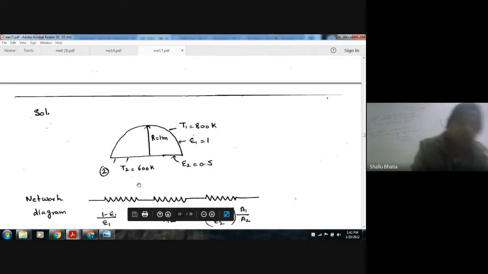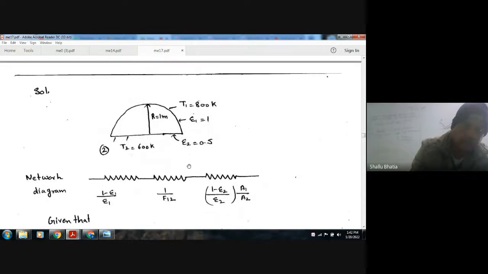So this is our roof. Okay, and this is our floor. Take this floor as 2 and roof as 1. Its temperature is given as 800 Kelvin, emissivity is given as 1, and radius is 1 meter. Okay, and the emissivity of surface 2 here is 0.5. Now this network diagram is like that.